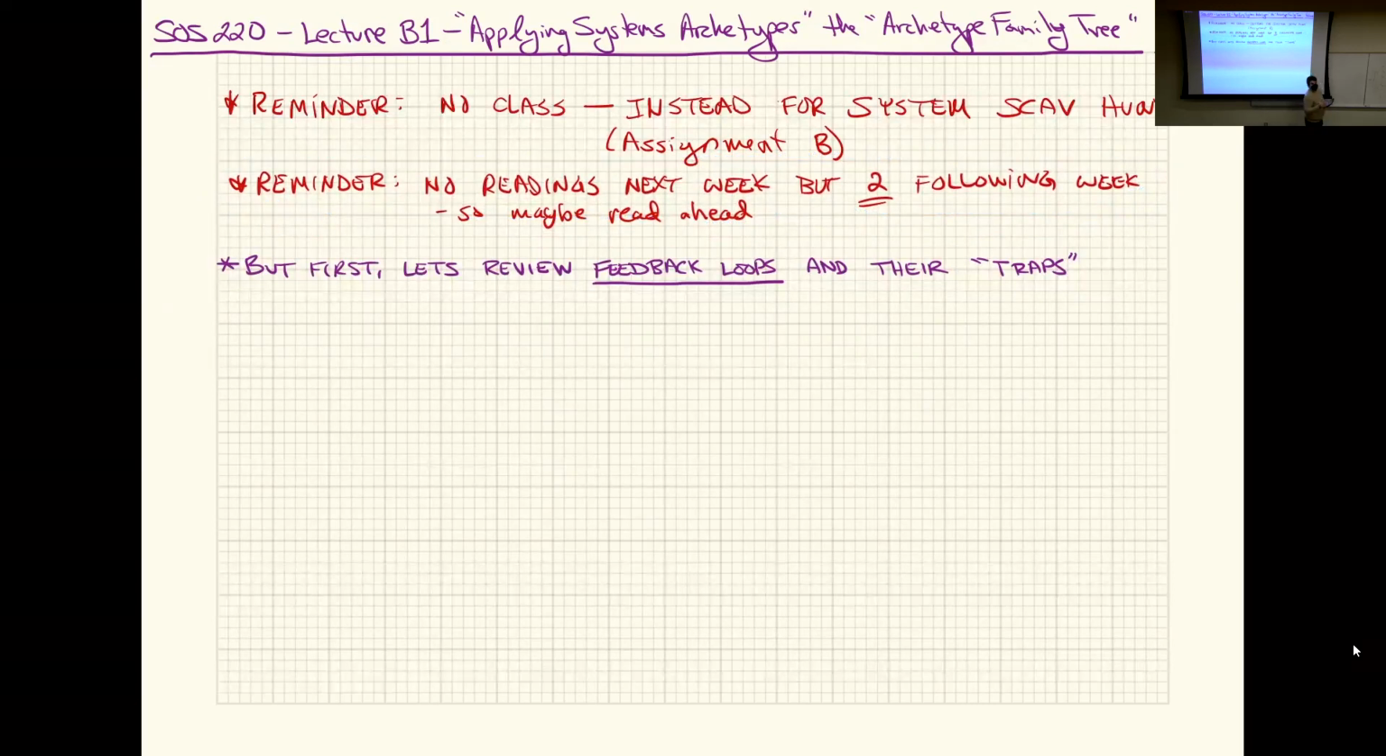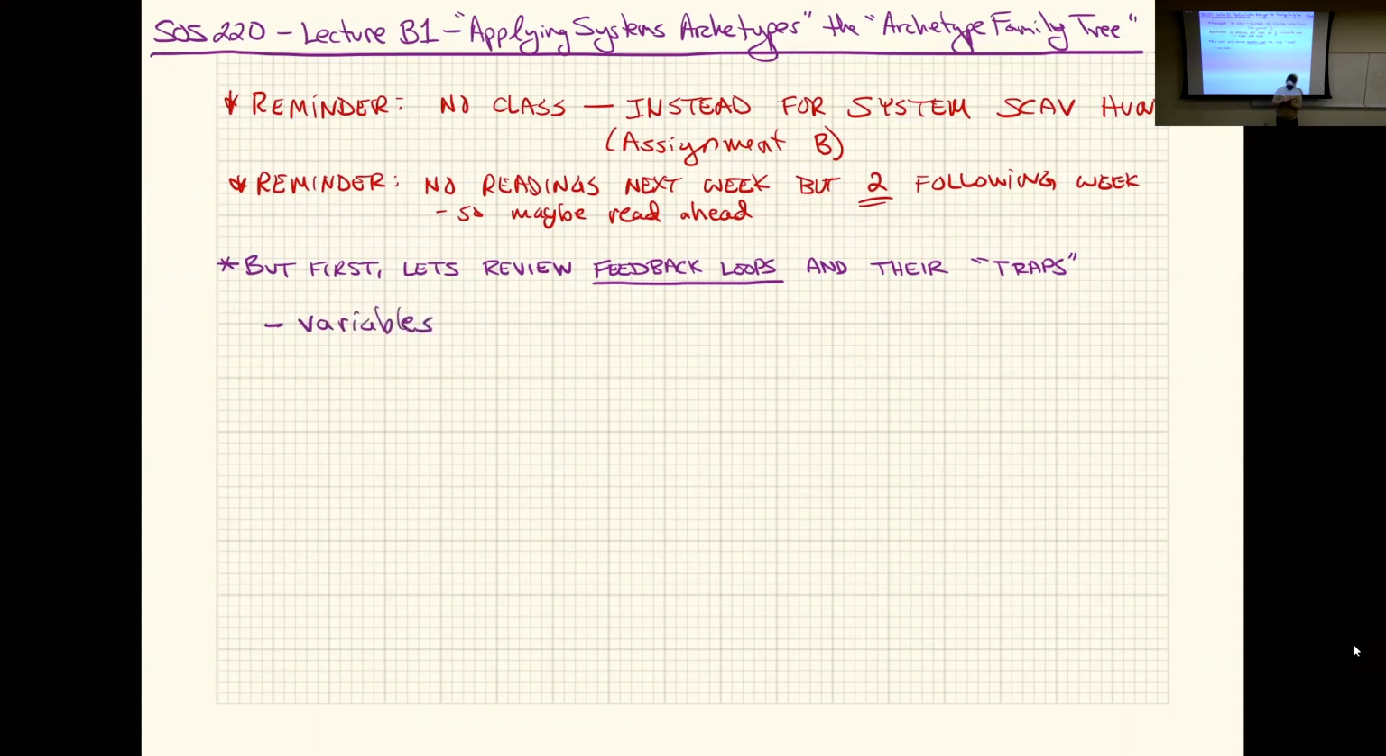All right, so I want to get to the readings that were for today, but we didn't get all the way through feedback loops before, and I want to make sure that we cover that and we're pretty clear, because the feedback loops are kind of the most important part of these causal loop diagrams. And so last time, we were setting up causal loop diagrams.